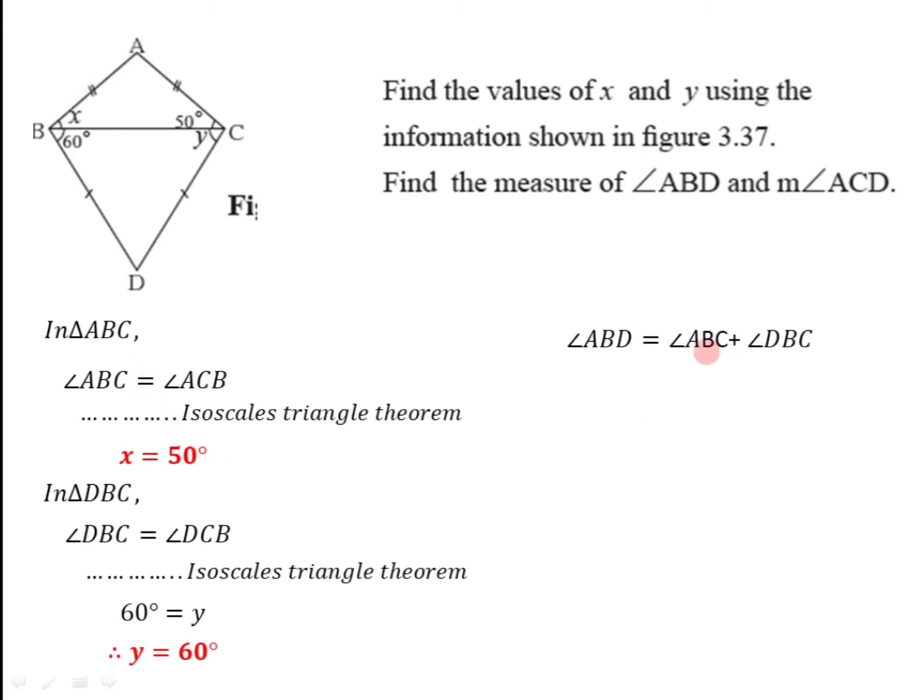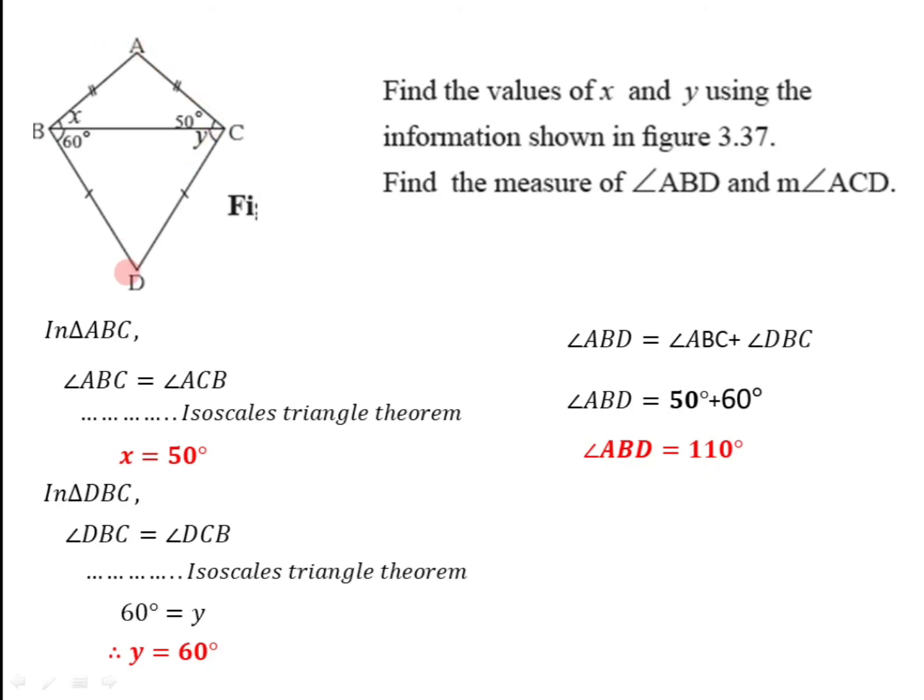That's why we replace here angle ABC by 50 degree plus measure of angle DBC. It's given to be 60 degree. That's why 50 degree plus 60 degree is equal to 110 degree. So this is the measure of angle ABD.